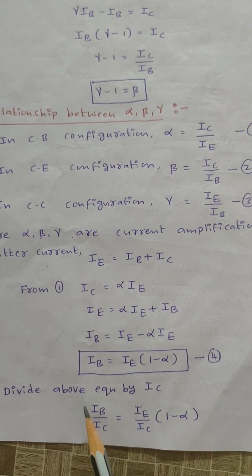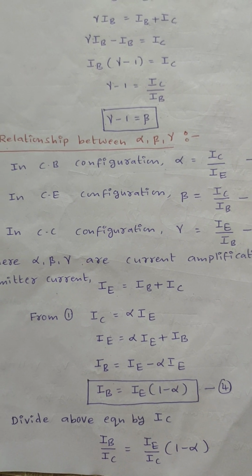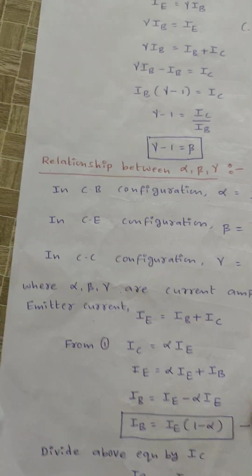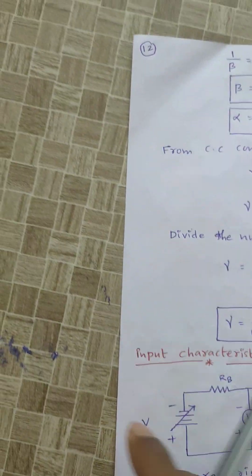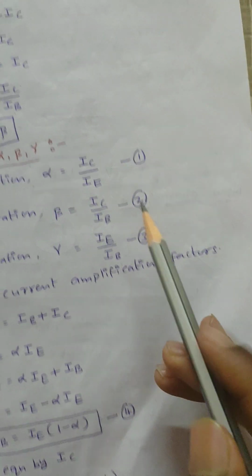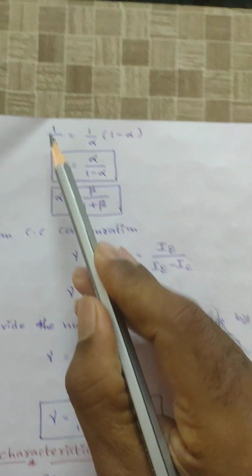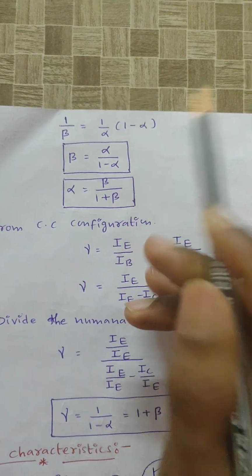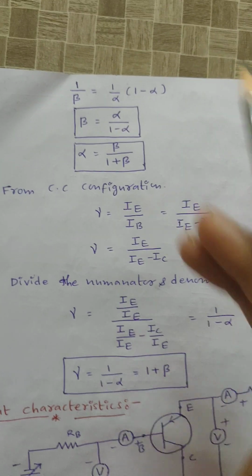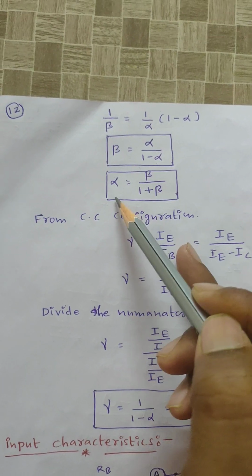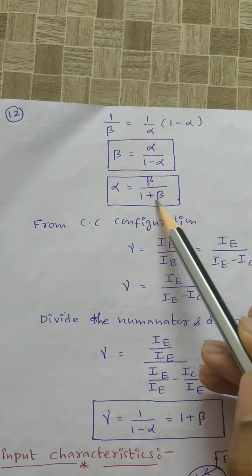Already we know that beta is equal to IC by IB, so IB by IC is nothing but 1 by beta. And IE by IC is nothing but 1 by alpha. Then you will get 1 by beta is equal to 1 by alpha into 1 minus alpha. Then beta is equal to alpha by 1 minus alpha. You will get a relation between alpha and beta only here. Alpha is equal to beta by 1 plus beta.